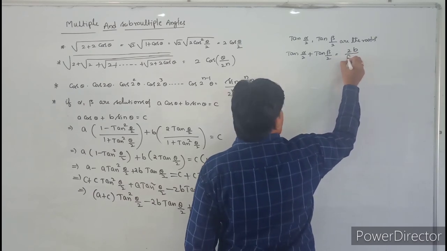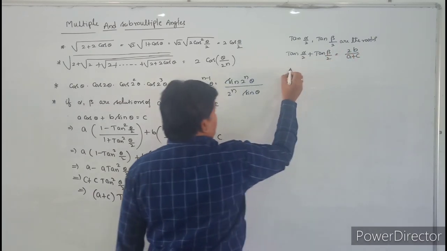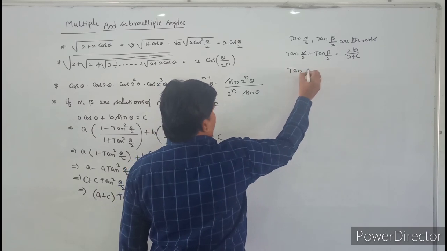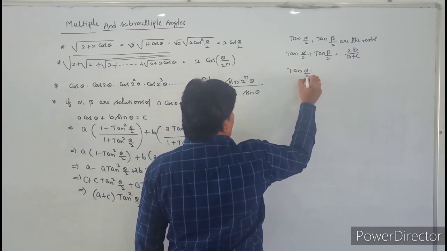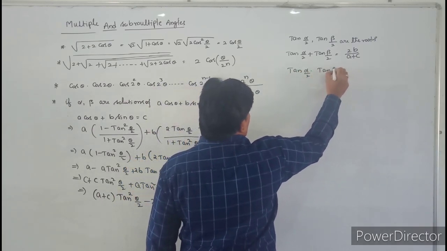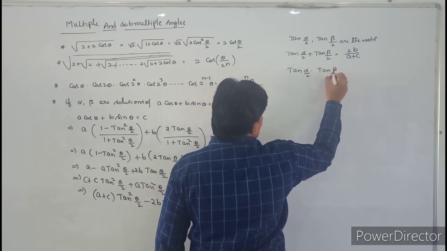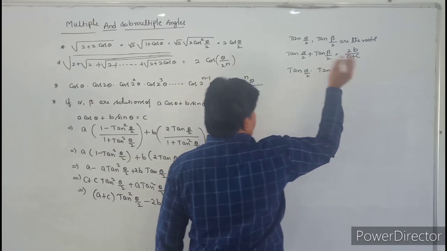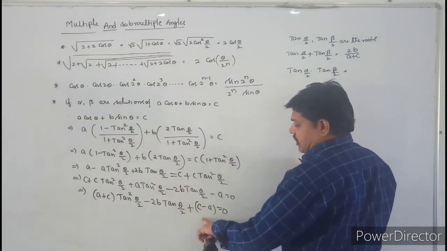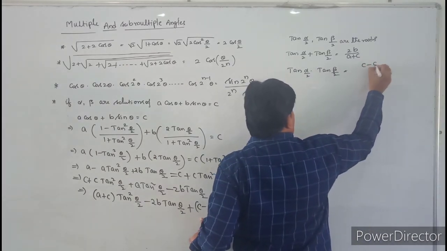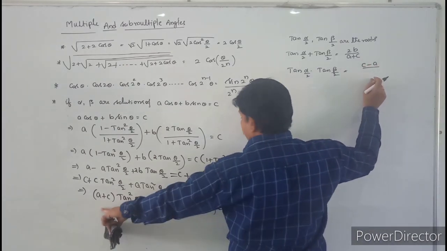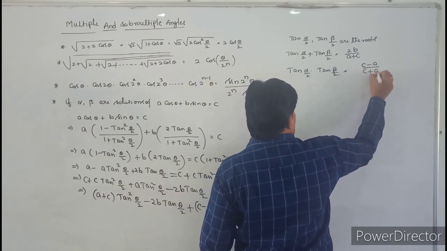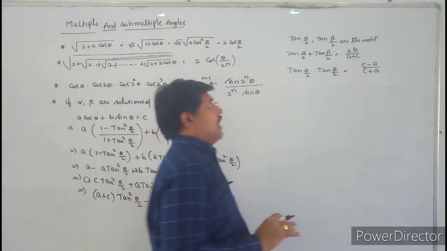So what is that value, students? That is nothing but 2b by a plus c. Similarly, what is the product of the roots? Tan alpha by 2 into tan beta by 2, that is nothing but constant term by x square coefficient. What is the constant value, students? That is nothing but c minus a, by x square coefficient, c plus a.